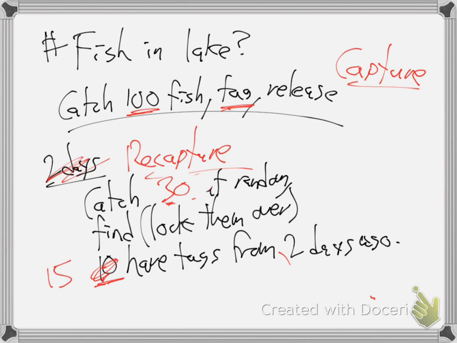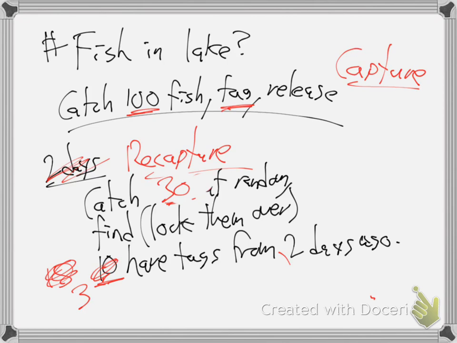That's how sampling lets you learn something about the whole group. The little sample size indicates something about the whole group. What if I grabbed 30 the second day and only 3 had tags? Which is what portion of the sample? 1/10, huh? 3 out of 30 is 1 out of every 10.